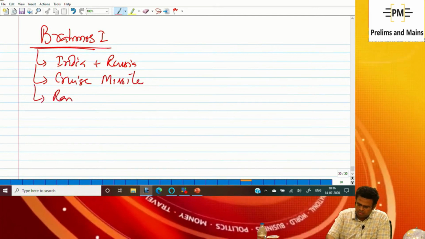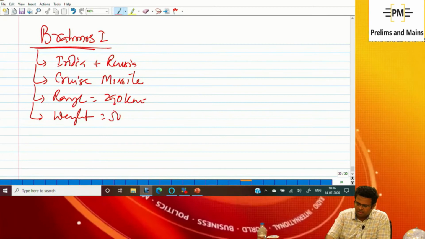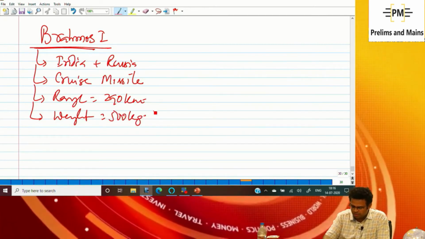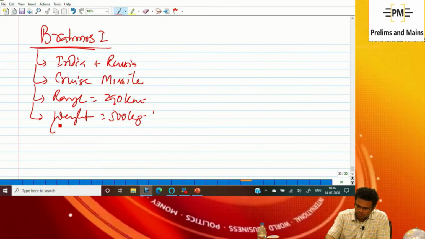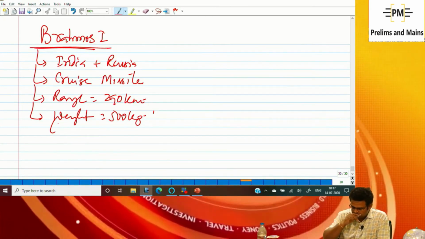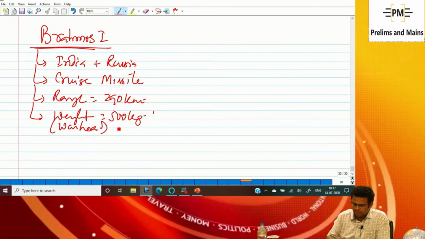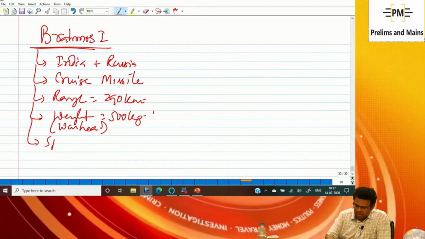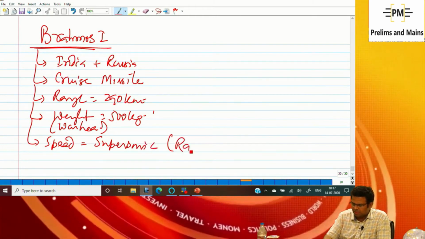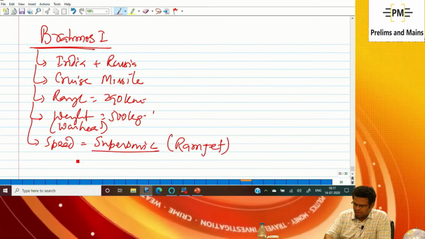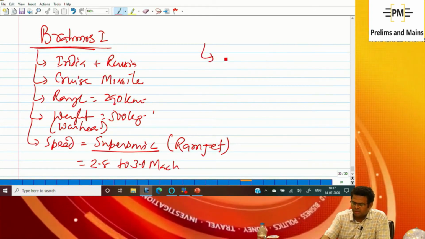Its range is 290 kilometer. Another point is its weight: the warhead weight is 500 kg. And its speed is supersonic. Why is it supersonic? We have utilized a ramjet, and it is 2.8 to 3.0 Mach. And it is equipped with the S maneuver technique.